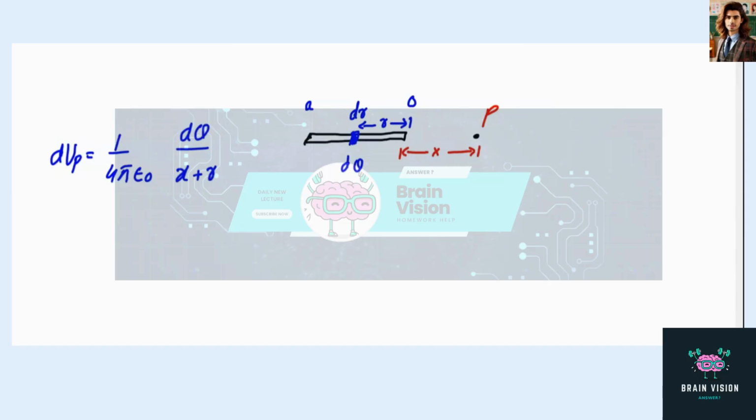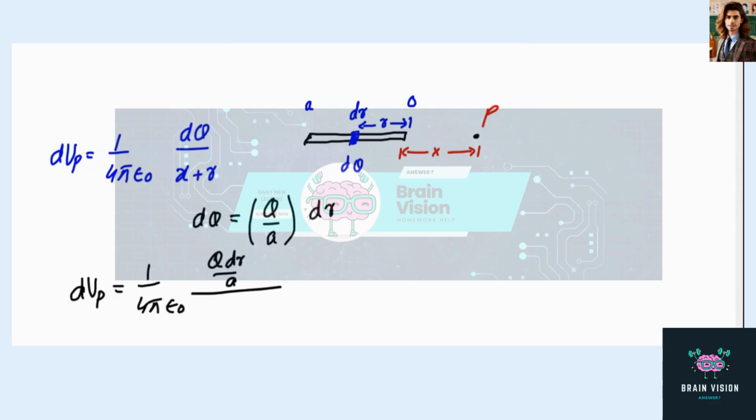As we are given in the problem that the charge is distributed uniformly on the rod, so we can find the charge on this small portion by using the relation dq equal to the charge per unit length, that is total charge divided by total length of rod into length of this portion, which is dr. So by putting the value of dq, we will get the potential at point P due to this small portion equal to 1 upon 4 pi epsilon naught into q dr divided by a whole divided by x plus r.